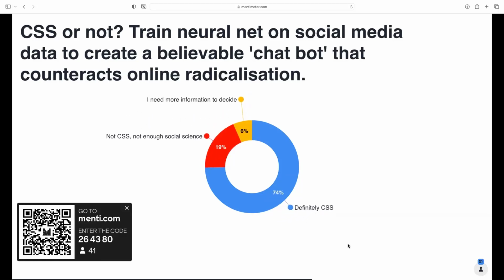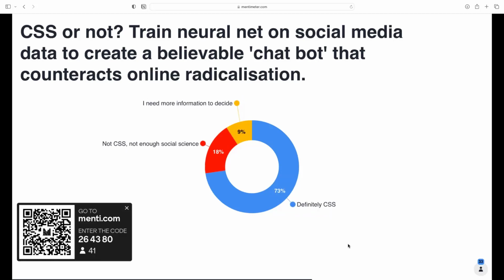We need more information to decide. I'll just let that go for another few seconds. So personally, I'd have to agree with the majority here. It seems to include all of the components of a CSS project. There seems to be an implicit social science research question, as we're focusing on people's actions, attitudes and behaviors. And we have that computational method, which is going to help us explore this.